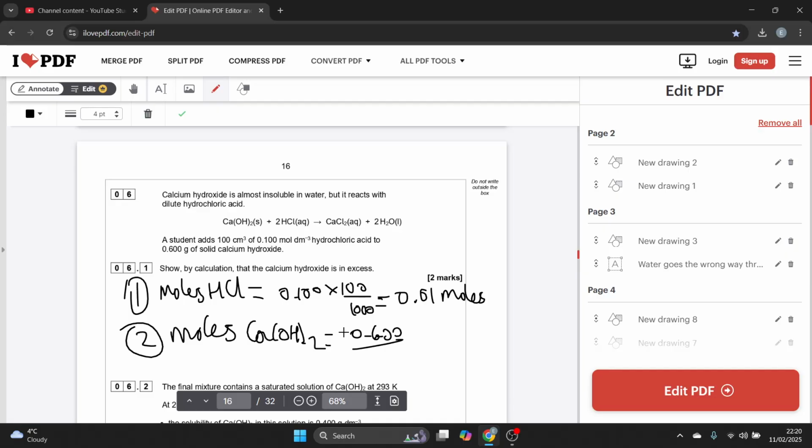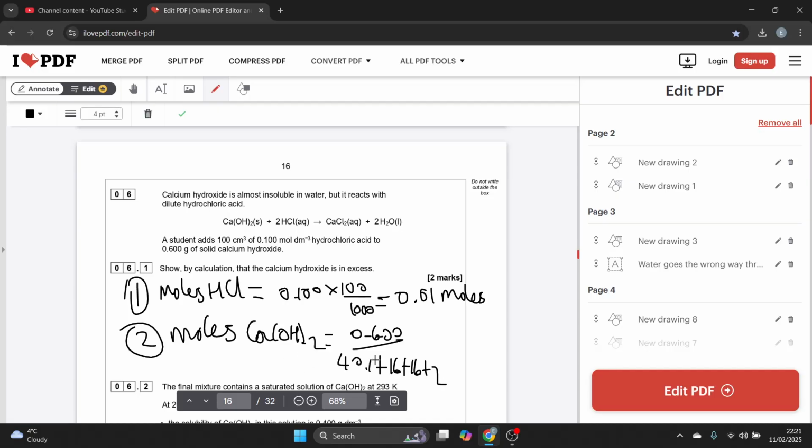Oh, there it is. So calcium hydroxide, calcium is the one I need: 40.1. So it's going to be 0.600 divided by 40.1 plus 16 plus 2. I'll just write that down as well. No, 40.1 plus 16 plus 16 plus 2. Remember the 2 outside the bracket.